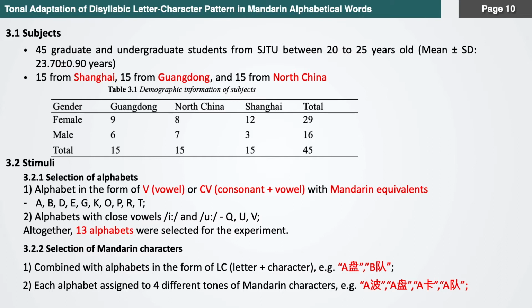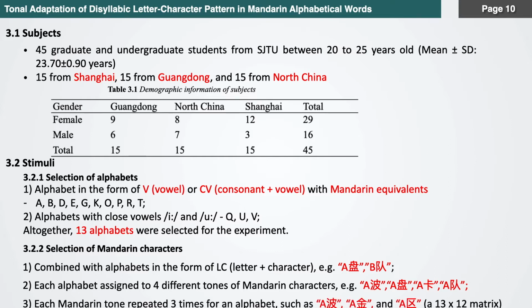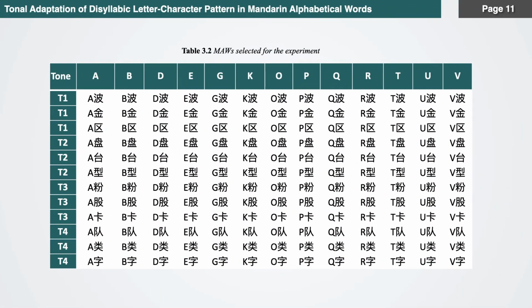Also, to make the experiment more accurate, we repeated each Mandarin tone 3 times for an alphabet, such as A 波, A 金, A 区. The 3 Mandarin characters are all in tone 1. This table shows the altogether 156 Morse selected for our experiment.